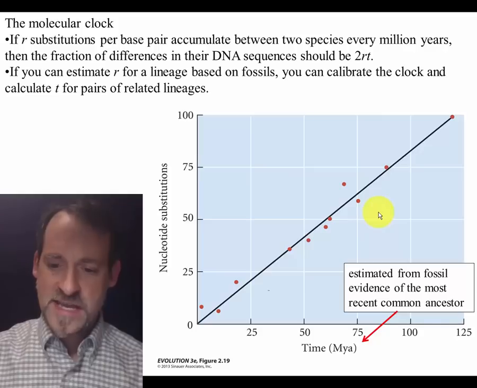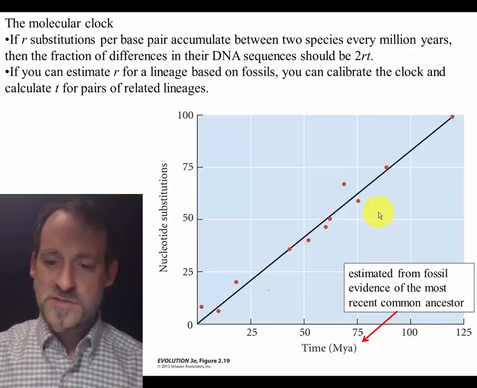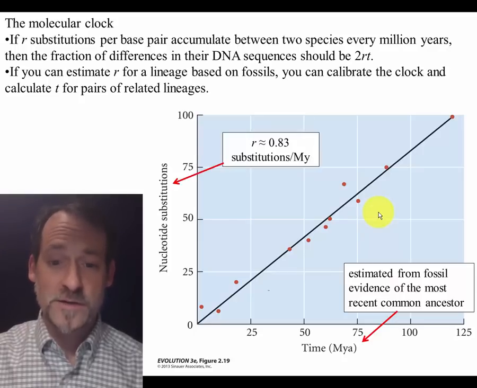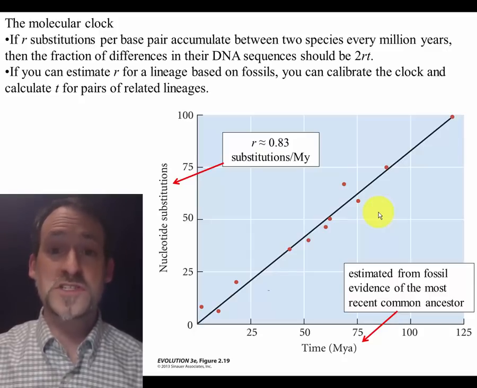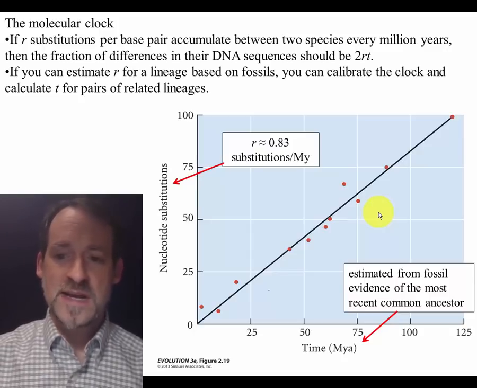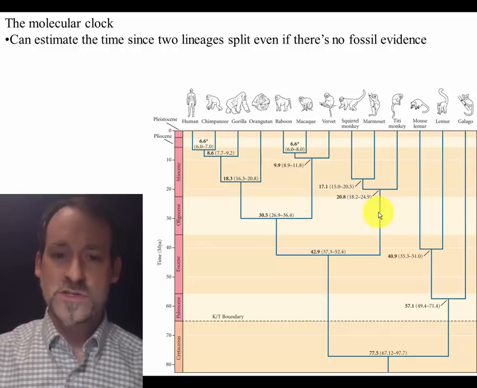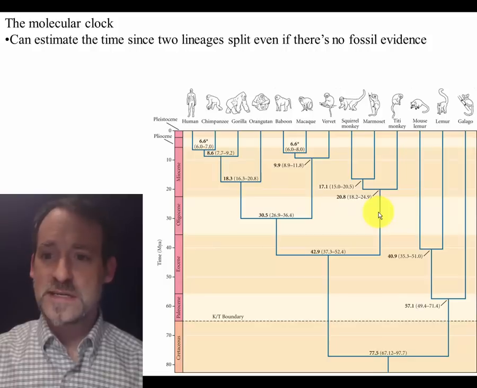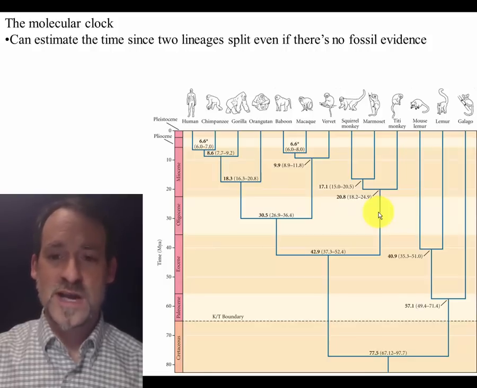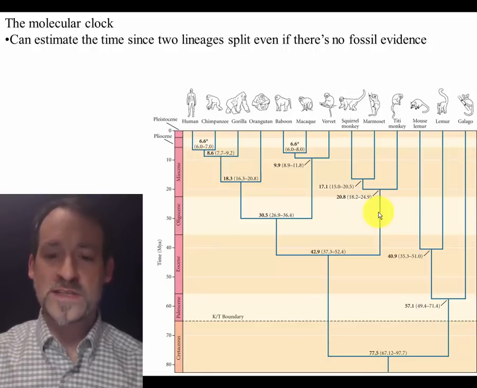Okay, so in this case, what you've got is a few samples where they've estimated the time since they split in millions of years from the fossil record. For this particular gene in this group of organisms, R is about 0.83 substitutions per million years. And then what you can do is look at the genetic difference between any of these different species that you've got, and you can estimate when they split apart.